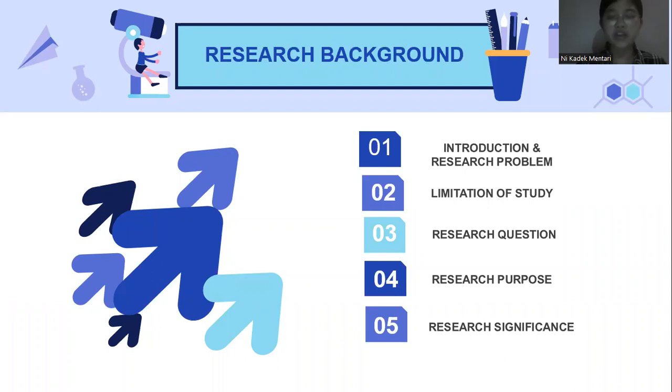In my research background, there are some parts that I will emphasize. The first one is about introduction and research problem. The second one is about limitation of study. The third one is about research question. The fourth one is about research purpose. And the last one is about research significance. Next slide, please.